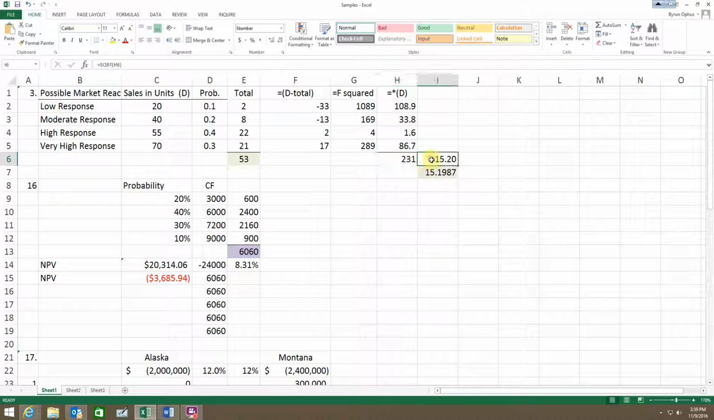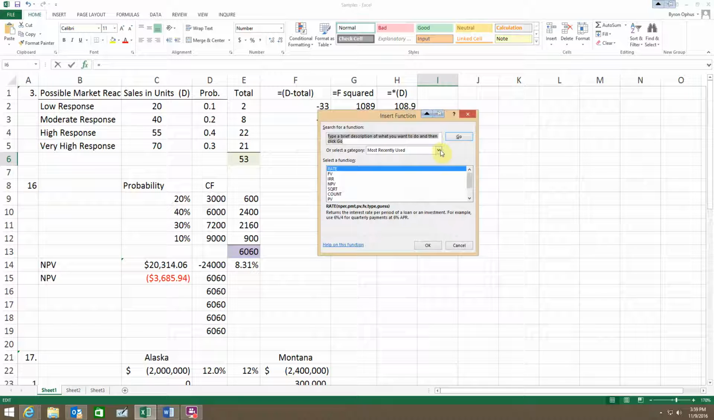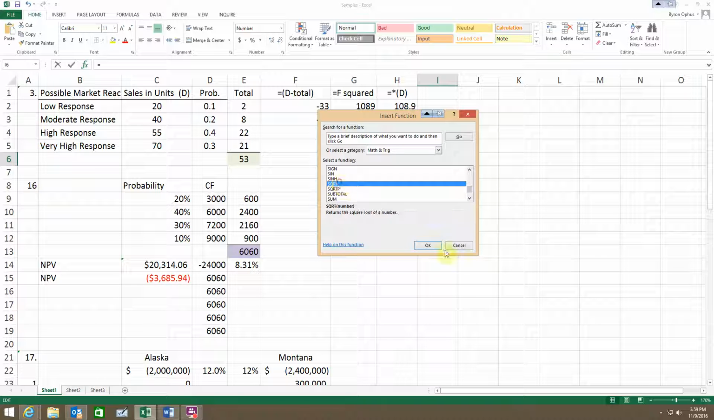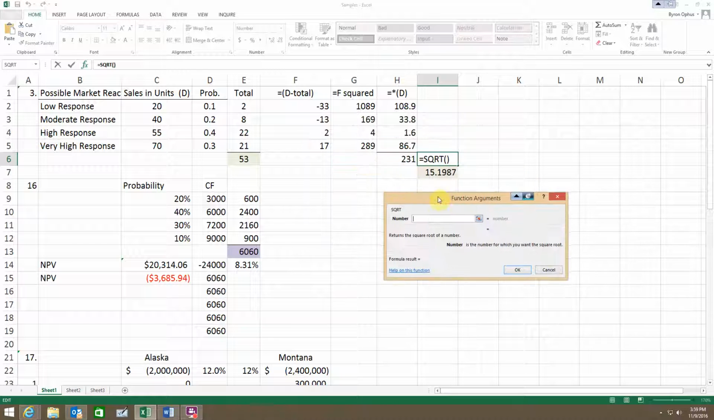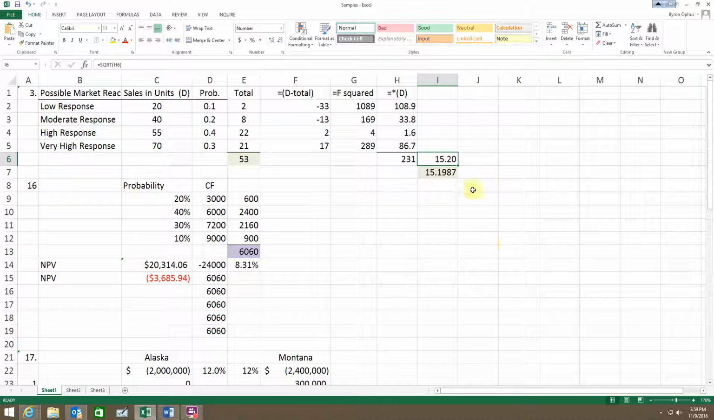And then from the variance, I just have to figure out what's my square root. Okay, and I can do that one of two ways. I can come up here and go FX and most recently used, or I can go to statistical. Might be under math though, actually. I don't know if square root is under here. That's not. So let's go to math and trig. Square root, there you go, boom. Click on that number. Click OK, and there you have it.